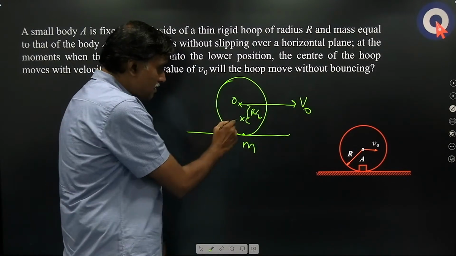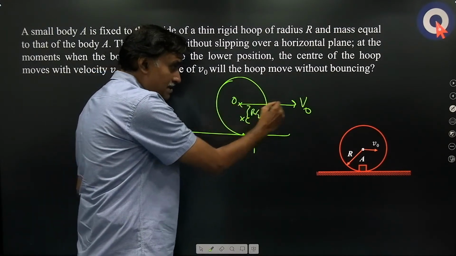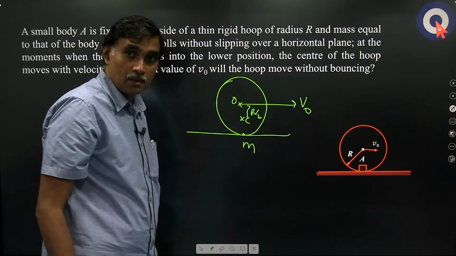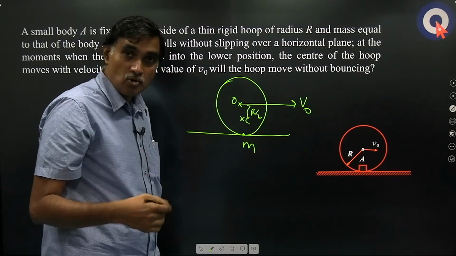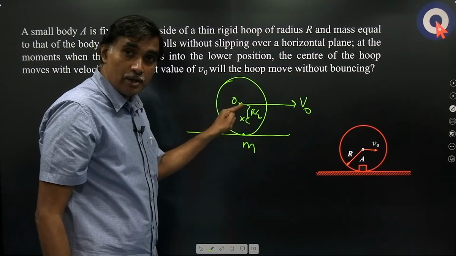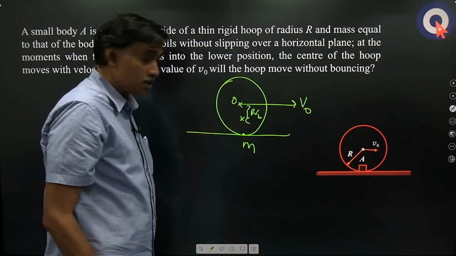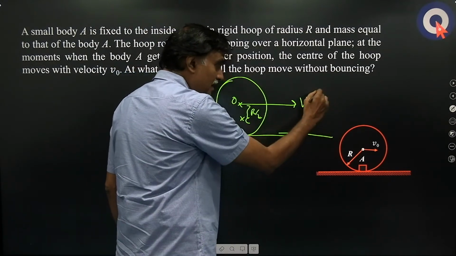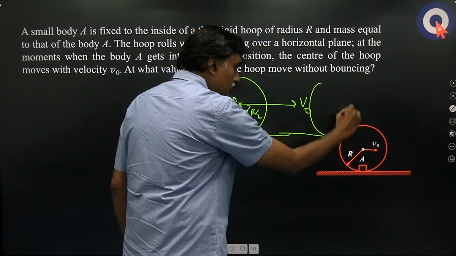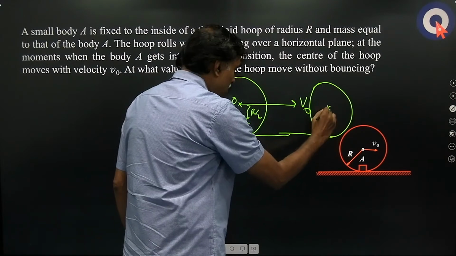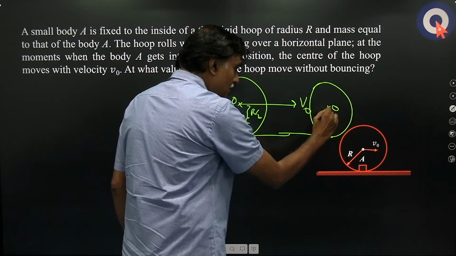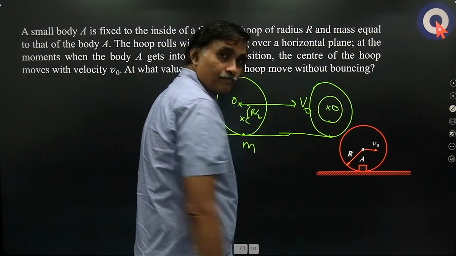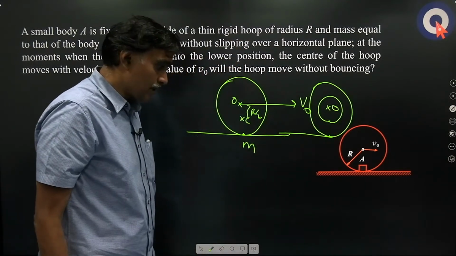So, the center of mass of the system as it is translating will be moving in a circle about O, with radius r by 2. Once it completes one full circle and comes somewhere here, the center of mass of the system also moves in a circle like this and comes here, of radius r by 2.